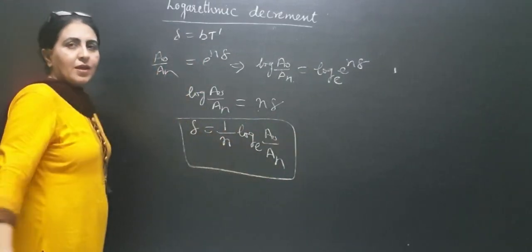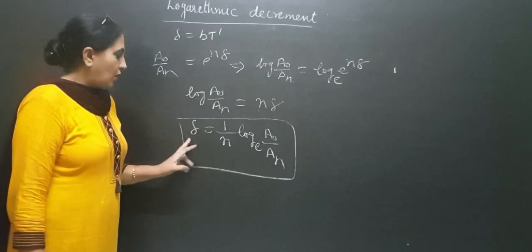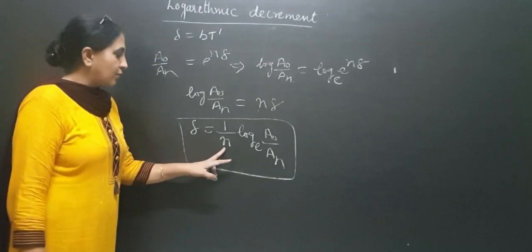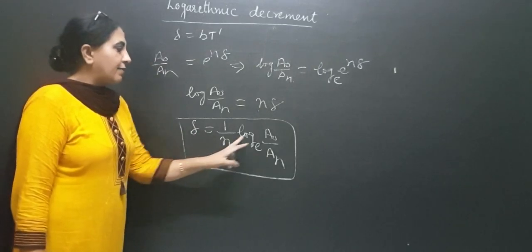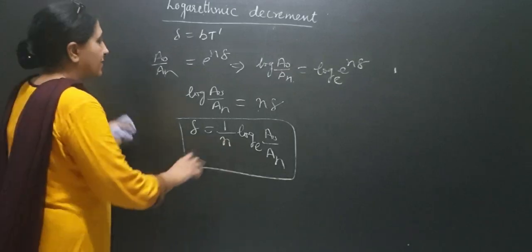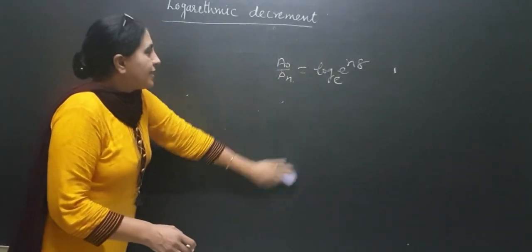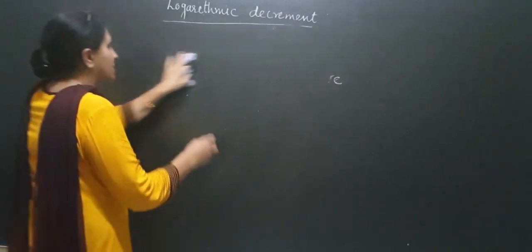Some numericals will come on this formula, where you have to find out delta. n is given, A naught is given, and An is given. Clear? Now the next, a very small relation, the relation between relaxation time and logarithmic decrement.